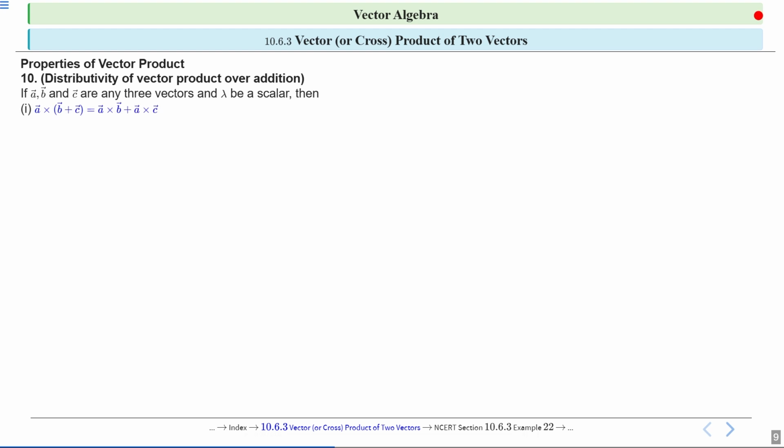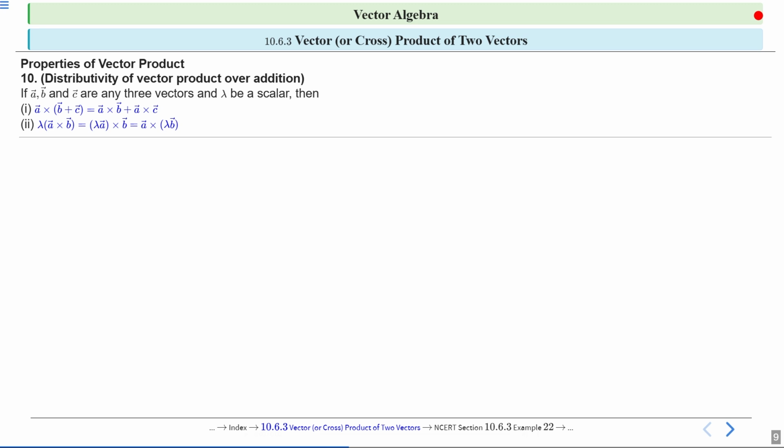Let's see how the cross product distributes over addition. The equation A vector cross (B vector plus C vector) is equal to A vector cross B vector plus A vector cross C vector. This means if we add the two vectors B and C first and then take the cross product with A, it's the same as taking the cross product of A with B, and A with C, and then adding the results. Notice how the cross product spreads out over the addition inside the bracket.